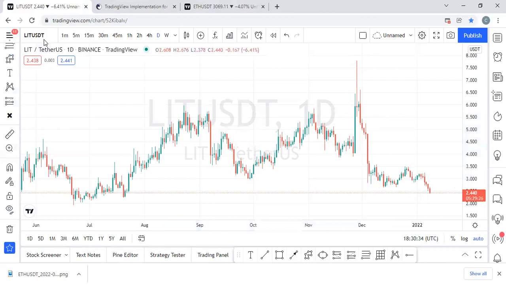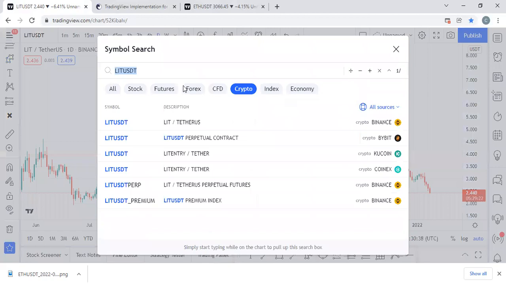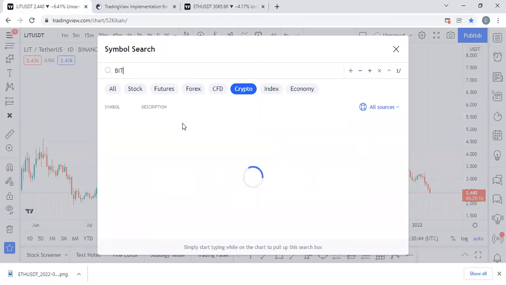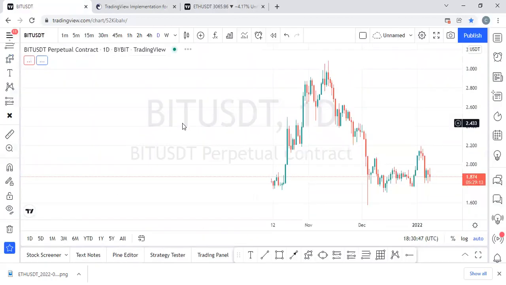So let's go back to Ethereum. Ethereum is quite clear because I think Ethereum is one of the major coins, right? So let us go to Bitcoin instead. Let's use Bitcoin to see if we can find anything of interest. All right, this is Bitcoin now.